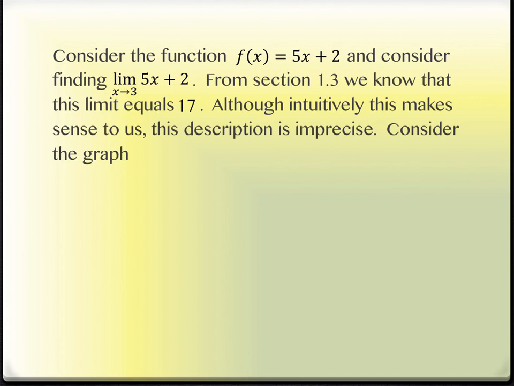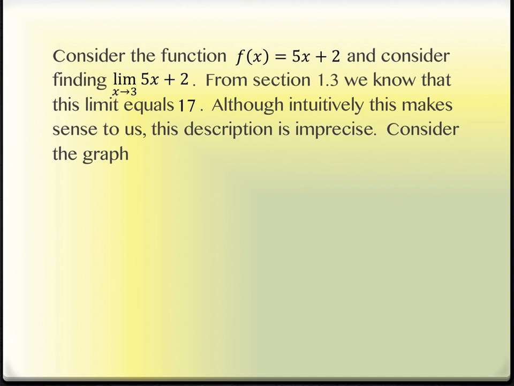So if we were to do it numerically, or approximate with a graph, like we've already talked about in this section, it would make sense to us that it's getting really close to 17. In fact, if you put 3 in for x, it's actually equal to 17, right? So this seems quite reasonable. But the description is imprecise. And so we're going to take a look at the graph.